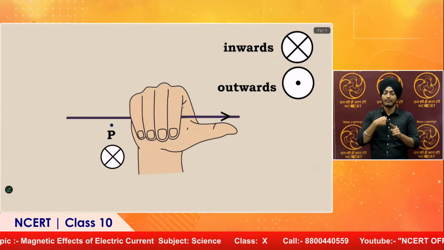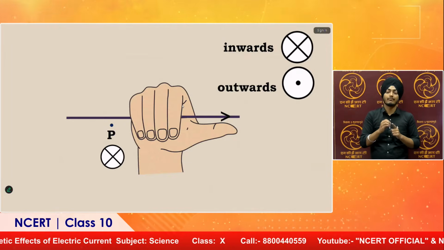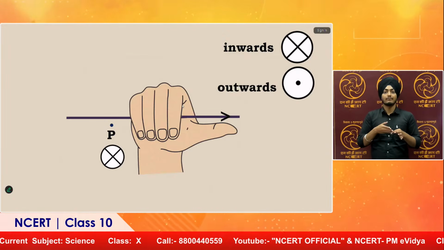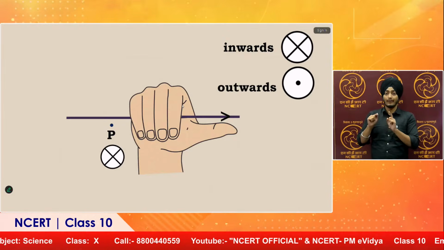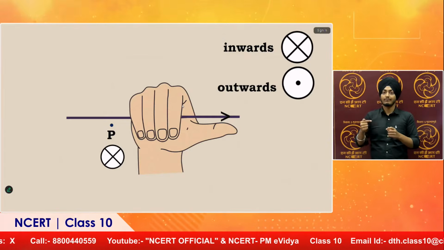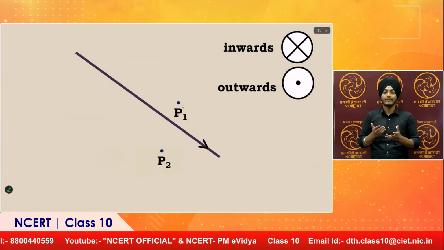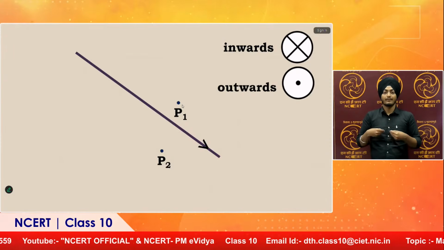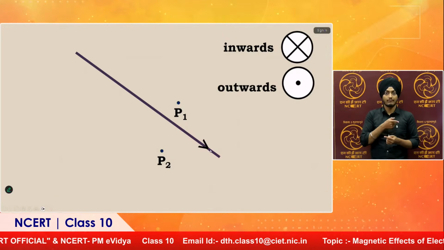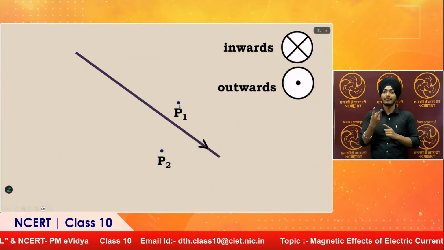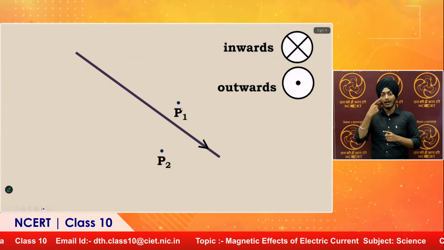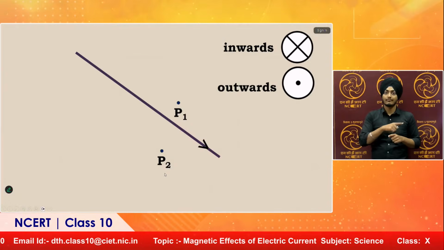When you read any book, the magnetic field which is going inward to the plane of paper is represented by this into mark, and a dot is represented as the magnetic field lines coming out of the plane of paper. Now I am giving another example, that current is flowing in this direction, downward at an angle. I am considering 2 points here, P1 and P2. So can you guess what is the magnetic field direction at P1 and P2?